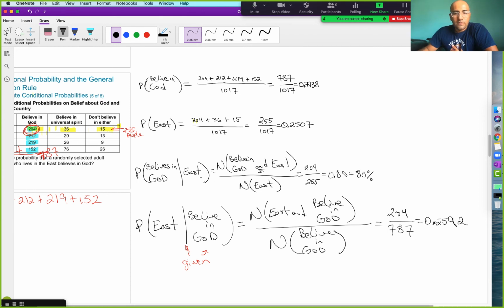So definitely very different answers. The probability that they believe in God given that they live in the East is 80%. The probability that they live in the East given that they believe in God, there's only a 25.92% chance of that. So the order definitely matters. Any questions?